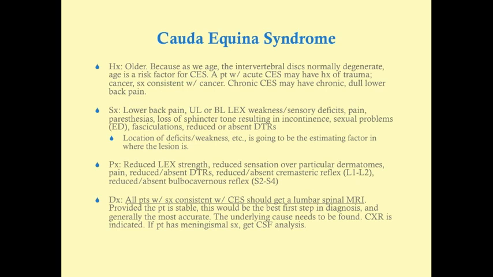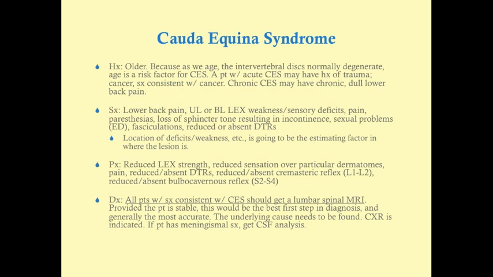There'll tend to be a pain, if not in the lower back, then likely in the lower extremities or even the feet. There may be, depending on the location of the lesion, a loss of sphincter tone, which can result in either urinary or fecal incontinence. Sexual problems, such as erectile dysfunction, may be a symptom, particularly if it's affecting the levels of L2, L3, and L4. Because this is affecting the lower motor neurons, it can cause fasciculations of muscle, and there are almost always reduced or absent deep tendon reflexes.